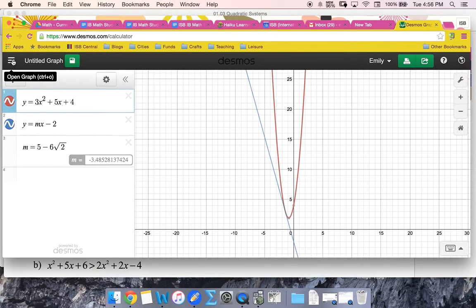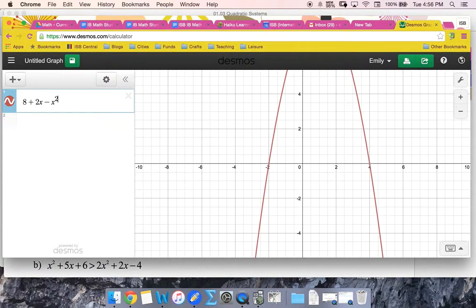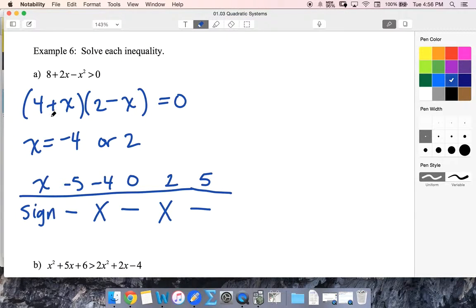So we had 8 plus 2x minus x squared. Okay, it's not all negative. I should have positive between 2 and 4. So did I mess up my solutions here? Did I mess up my factoring? 4 times 2 is positive 8. Oh, I messed up my factoring. So this was a good way for me to check.